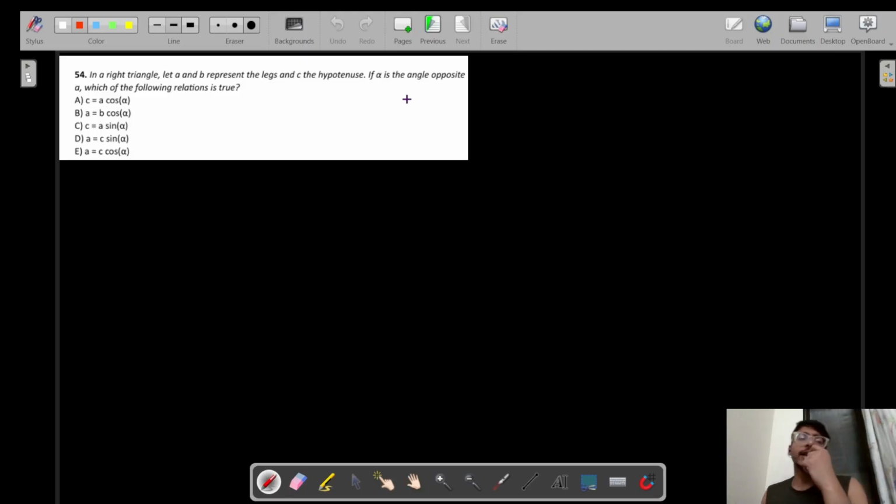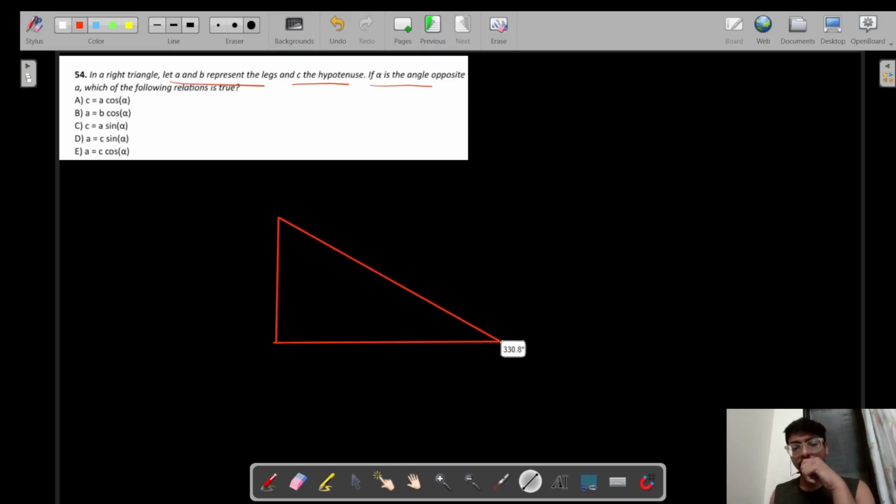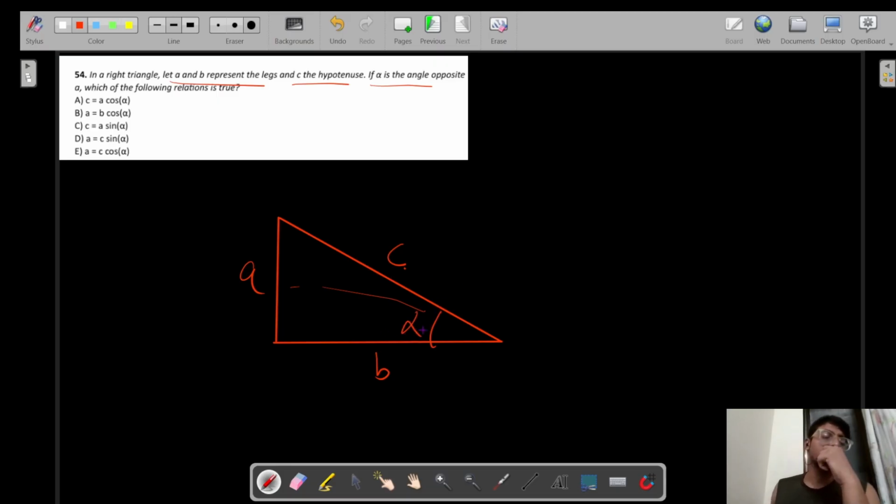The question says that in a right angle triangle, let A and B represent the legs and C the hypotenuse, and alpha is the angle opposite to A. What is the relation? Let me first draw this very beautiful triangle. Yeah, it is beautiful because everything is so perfect about it. This is your hypotenuse, and there are two sides, A and B, and angle alpha is opposite to A. So if this is A, the angle alpha is formed here. You need to find the relation between C, A, and alpha.